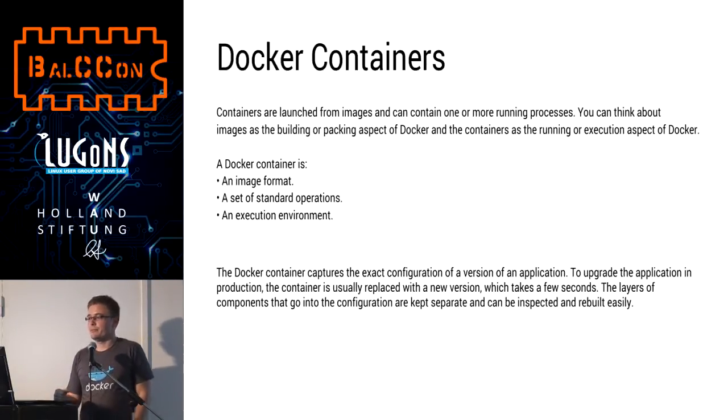Docker containers are launched from images and can contain one or more running processes. You can think of images as the building or packing aspect of Docker, and containers as the running or execution aspect of Docker. The Docker container is an image format, a set of standard operations, and an execution environment. It captures the exact configuration of a version of an application. To upgrade the application in production, the container is usually replaced with a new version, and it takes only a couple of seconds. For example, you have your development workflow: the dev version, the staging version, and the production version. They could be different versions of the Docker image, and you could just swap them when you're ready with all the edits. As with Git, you just check out the whole container, and the update is finished.